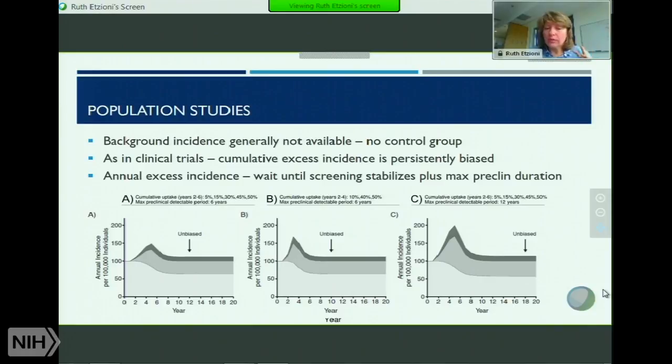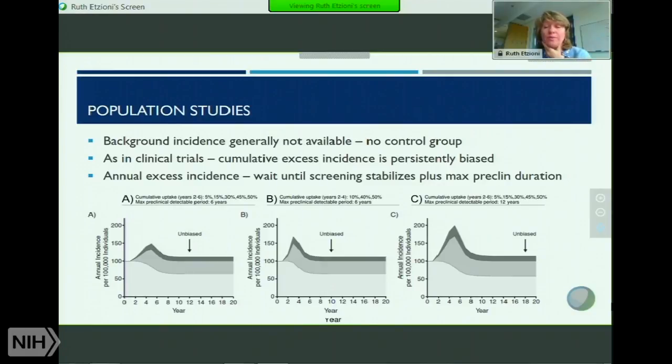And in the first case, we have uptake of screening from years 2 to 6, and in the second case, uptake of screening from years 2 to 4. And what we see in each case is that we have to wait until screening use stabilizes plus the maximum preclinical duration. And if we know those, we can get a sense of where we can do the calculation.